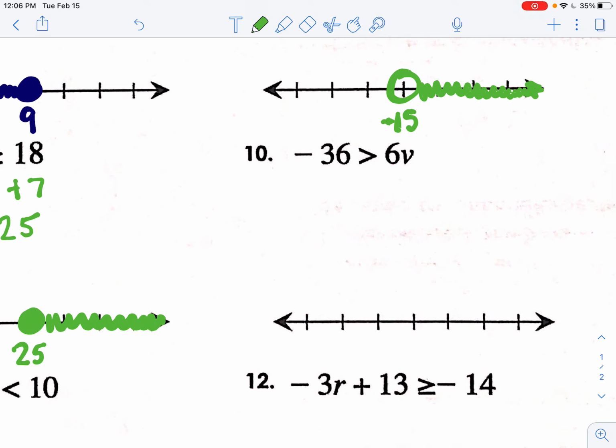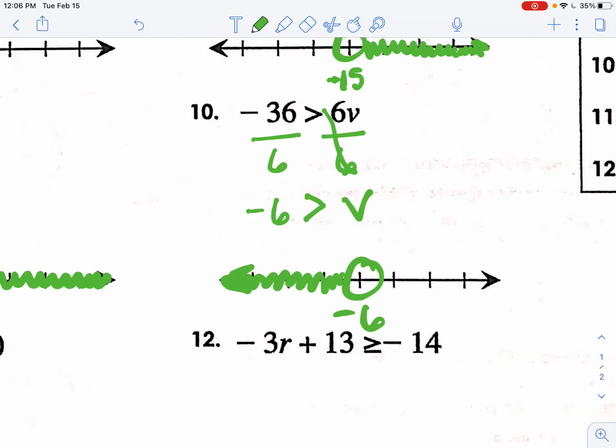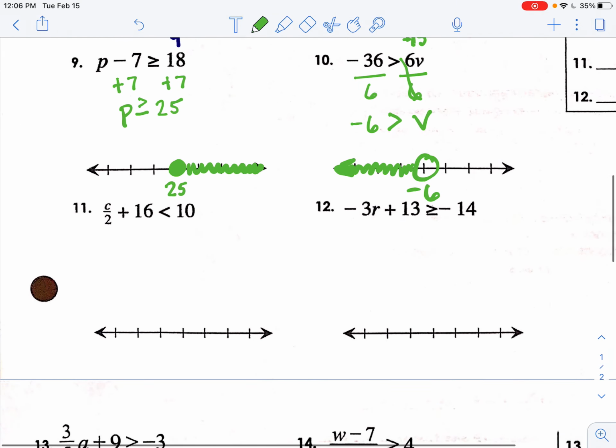Number 10, -36 is greater than 6v. Divide both sides by 6 because 6v means 6 times v. So you have v on the right, and then -36 divided by 6 is -6. That's open on -6. The variable's in the back, so don't shade the way the arrow points, you have to go the opposite way. Because v is less than -6, and that's to the left.